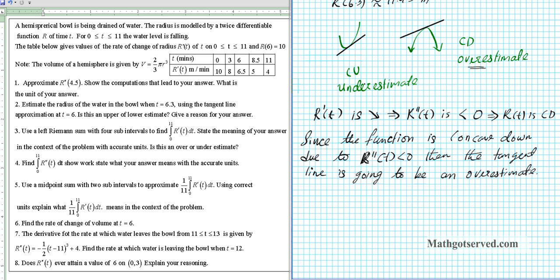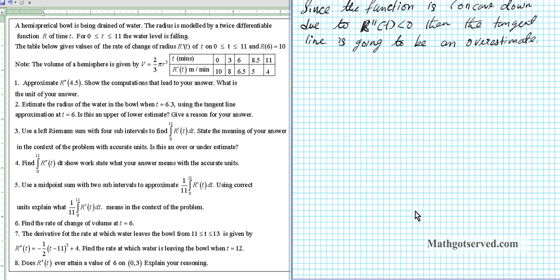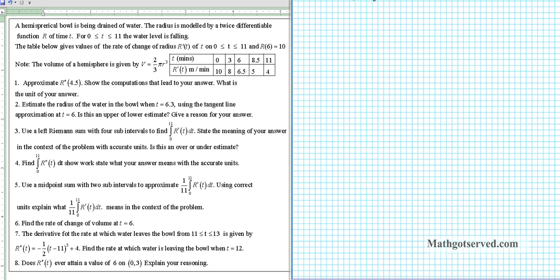All right, let's take a look at question number 3. Question 3, we're to use a left Riemann sum with 4 subintervals to find the integral from 0 to 11 of r prime of t dt. We also state the meaning of our answer in the context of the problem with accurate units. And the question, also, is this an over or underestimate? Is our Riemann approximation going to be an overestimate or an underestimate?